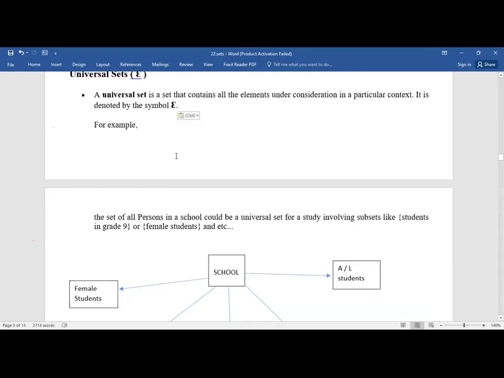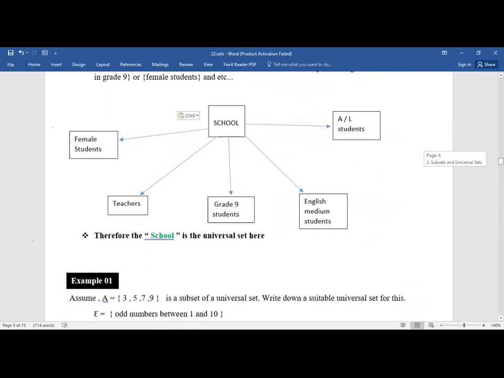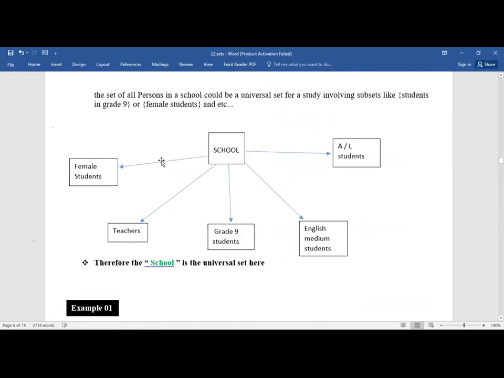What is a universal set? Okay. Now look at here. Hope you have finished writing. So now consider this example. The set of all persons in a school could be a universal set for a study involving subjects like students in grade 9 or female students and etc.